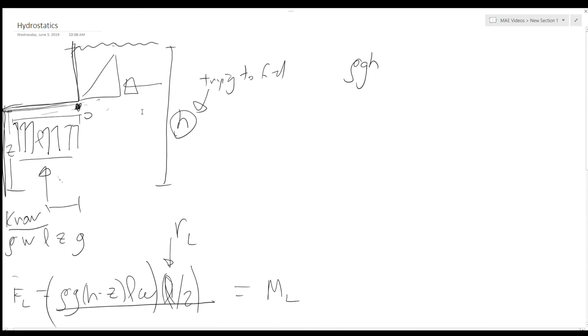Just some takeaways from this problem: hydrostatics is really just statics. You just need to write out your distributed load and then calculate to figure out where the forces are being applied. Hopefully this was helpful.